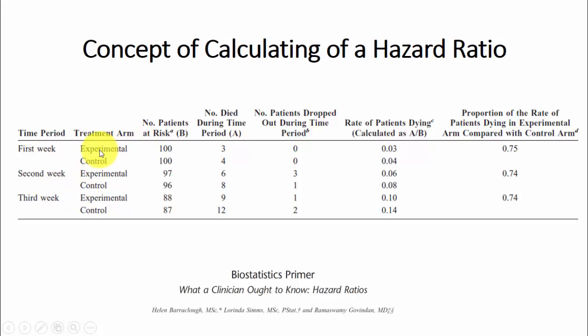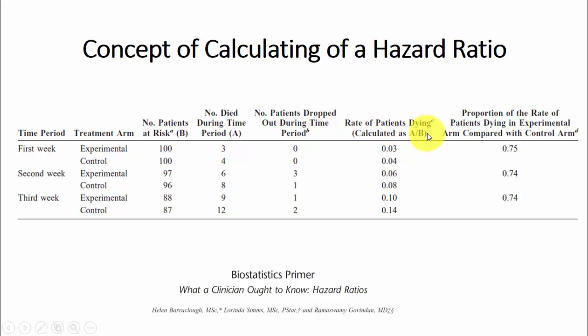There is a treatment arm, the experimental arm, and a control arm, and at every time period the number of patients at risk is recorded. For simplicity, it will be 100 patients in the experimental arm and 100 patients in the control arm, and then we check the number of patients who died during a time period. For the experimental arm it was 3 patients, for the control arm 4 patients, and then we calculate the hazard rate.